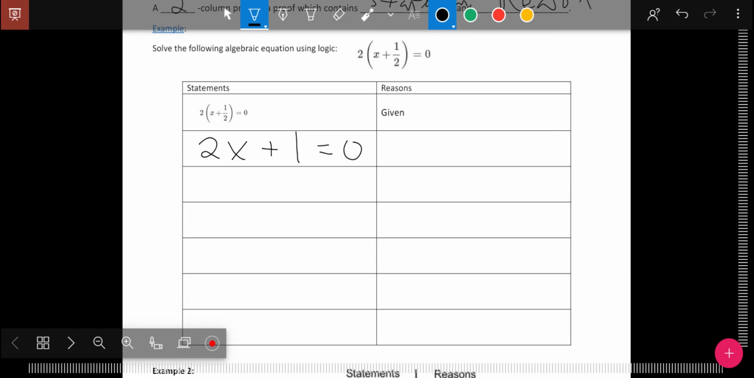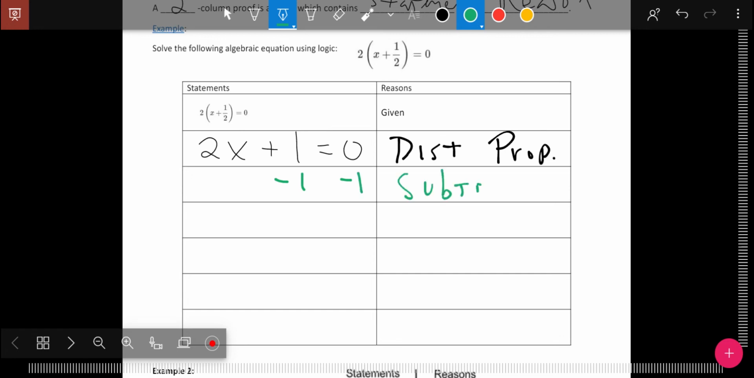So how did I go from this step to this step? Well, I distributed. So that's what we did, and I say what we did here: we used the distributive property. Now I would subtract 1 from both sides, which means I'm using subtraction. And I would get 2x equals -1.